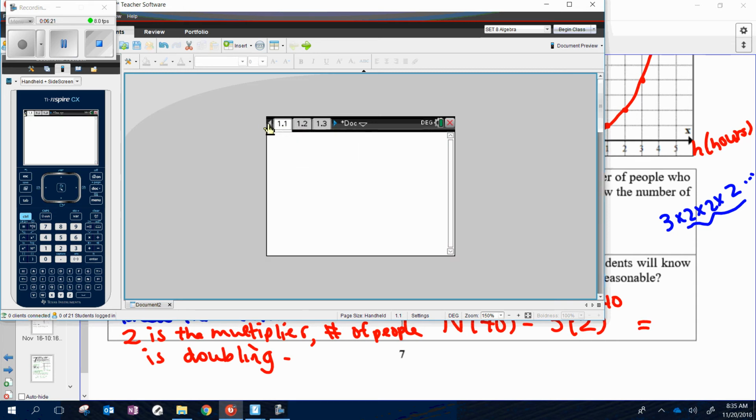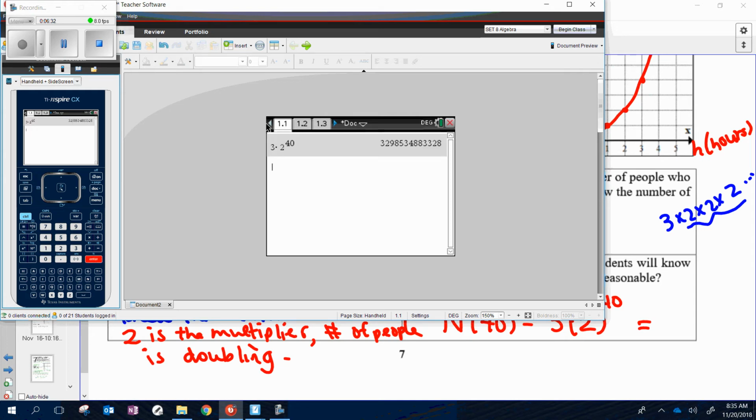Nope. Let's see. Page 1. Okay. What am I doing? 3 times 2 to the 40th? Enter. Oh, that's a lot of people. Am I going to remember all those digits?